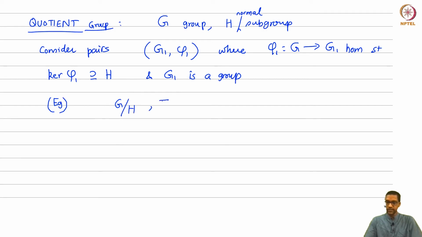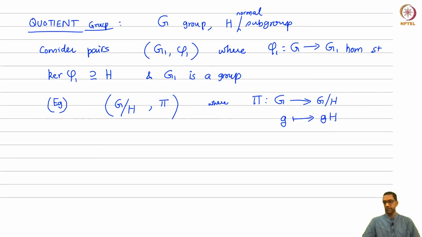And what is this map that I want to consider? Pi. So consider the following pair. For G1 I will take G mod H, and for this map phi 1 I will take the projection map pi, where pi is the obvious surjection G to G mod H, which takes every group element to its coset. This is the natural map from G to the quotient. Now this is of course one such example. In fact, in this case the kernel of this map pi is exactly H, so it surely contains H.